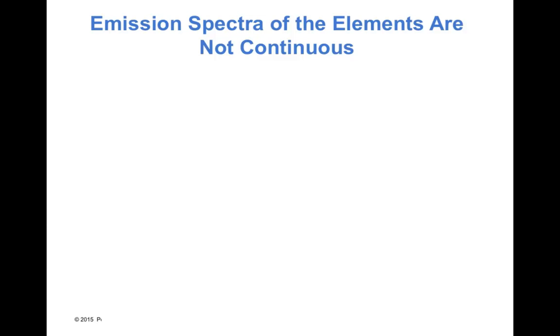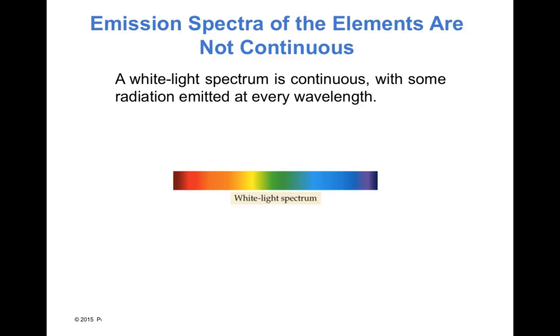Previously, we showed that the electromagnetic spectrum is continuous. However, the emission spectrum of an element is non-continuous. A white light spectrum, as we mentioned, is continuous, with some radiation emitted at every wavelength. So you can see the whole spectrum, starting from red and going to the end of the purple or violet.